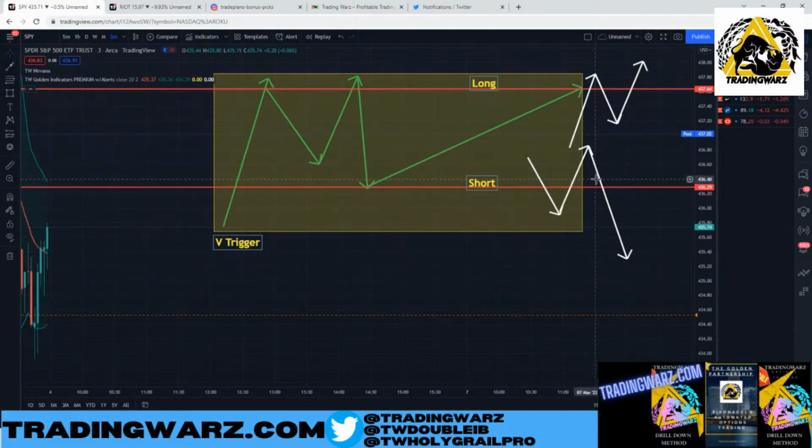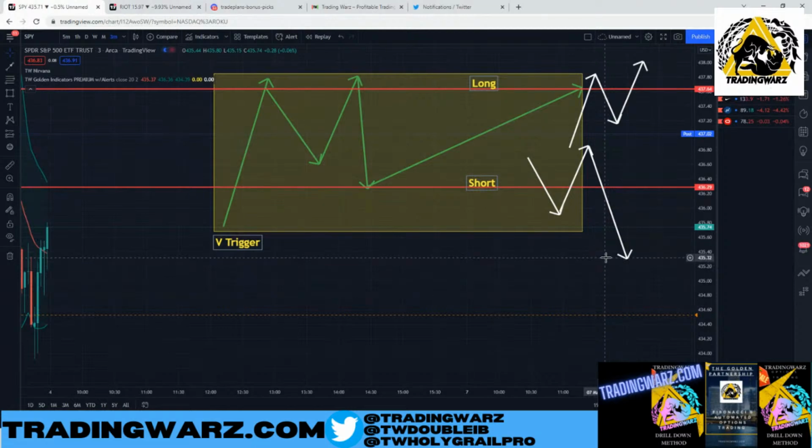And sometimes if you want to be extremely conservative, you can just wait for a V trigger instead of a normal trigger. So instead of the first time it breaks, wait for the second time it breaks to get it. That'll give you a little bit more safety, but sometimes you will miss the move if it just continues to go straight down.